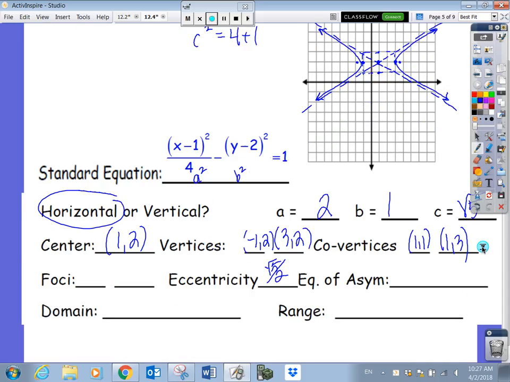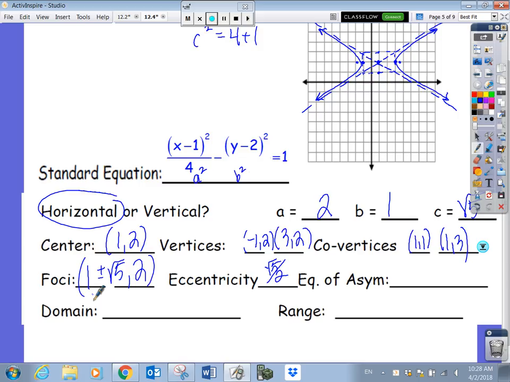So our foci were at 1, and we went to the left root 5 and the right root 5. So 1 plus or minus root 5, and the y value did not change, so it stays at 2. We did not move up or down. We only moved left or right from the center. And if you want to write them separately, 1 plus root 5 comma 2, 1 minus root 5 comma 2, that's okay also.